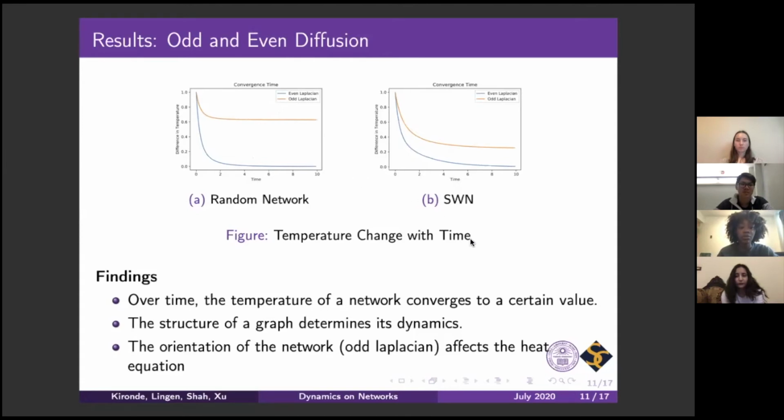Thus, we made three conclusions. Over time, the temperature of a network converges to a certain value, the structure of a graph determines its dynamics, and the orientation of a network, odd Laplacian, affects the heat equation.